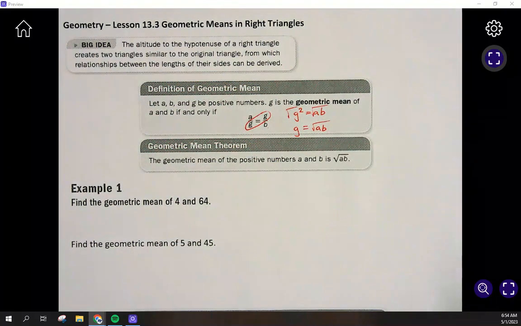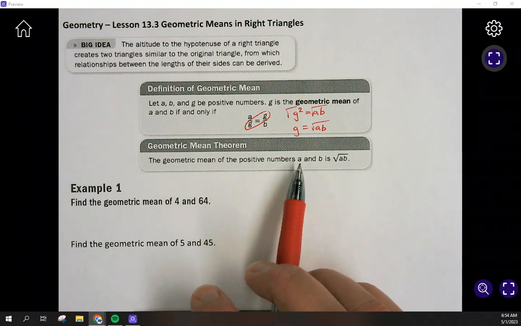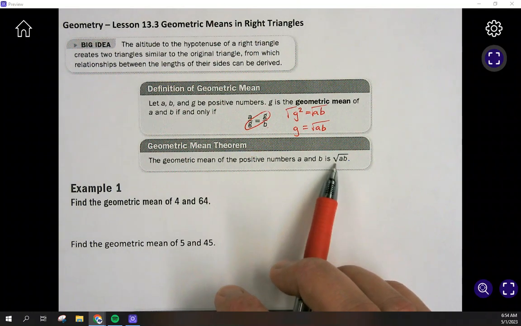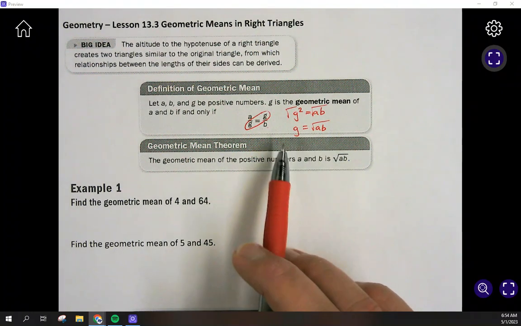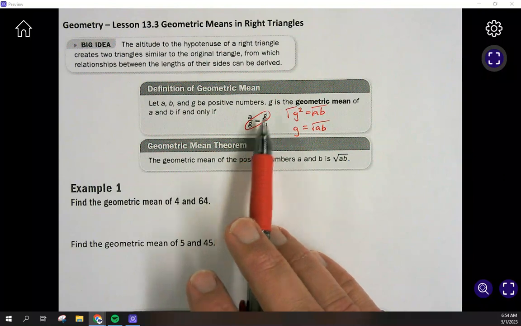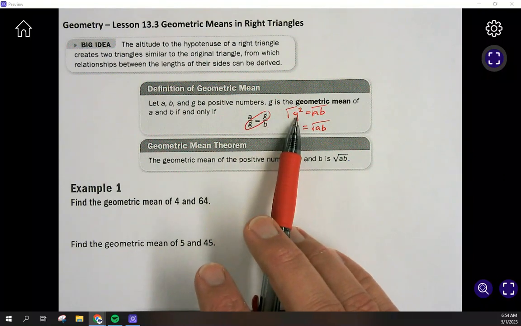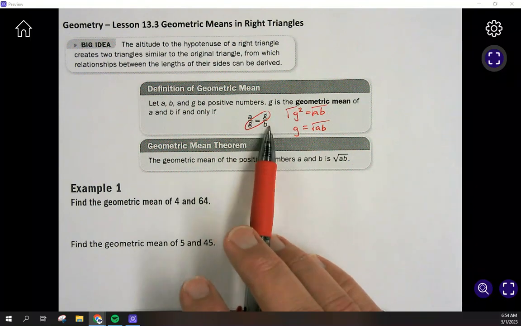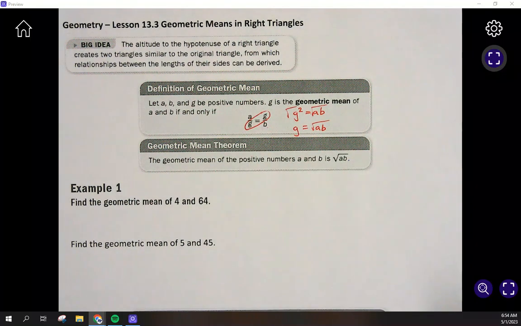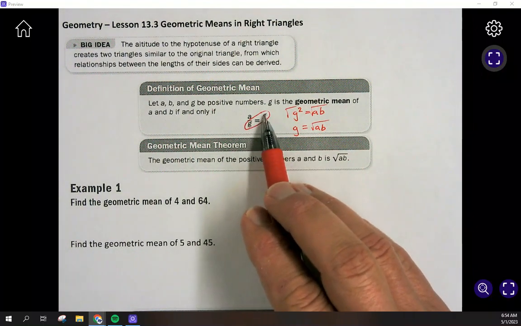And you can see in the next box here, the geometric mean theorem states that the geometric mean of the positive numbers a and b is the square root of ab. And I just showed you how that happens. So a geometric mean happens here when we have the same side length, the same number being set up in a proportion diagonal to itself so that it's always going to be multiplied and become g squared. And then we have a and b. So when we talk about that geometric mean, that's what we're looking at here. The geometric mean of a and b is this number.